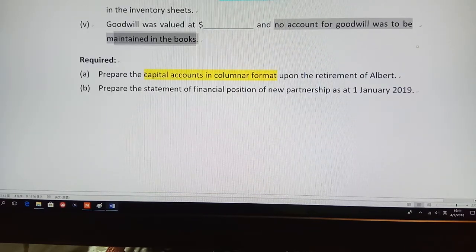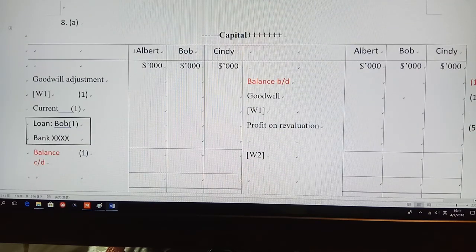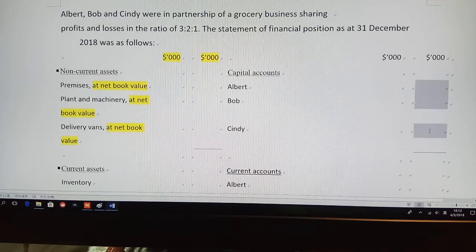So the requirement was to prepare the capital accounts in a columnar format and a statement of financial position of the new partnership. That means the two remaining partners after Albert has left. So for these columns, remember Albert, Bob, Cindy, the formula is negative, positive, plus. So we first write down balance brought down. Remember thousands figures should be written here. You just copy the balance sheet here. Just write down these three figures.